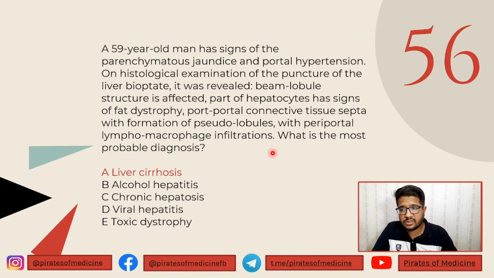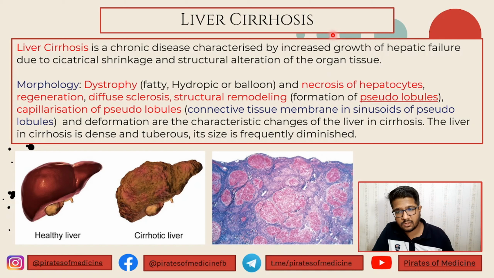So the 56th question is that a 59-year-old patient has signs of parenchymatous jaundice and portal hypertension. On histological exam, the puncture liver biopsy revealed what? Beam lobule structure is affected, part of the hepatocytes has signs of fat dystrophy, and the portal connective tissue septa with formation of pseudolobules. Important: with periportal lympho-macrophage infiltration, what is the most probable diagnosis? Now, pseudolobules, your brain should directly go to liver cirrhosis.